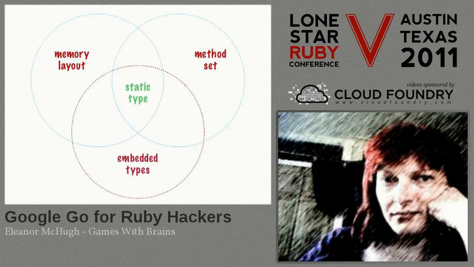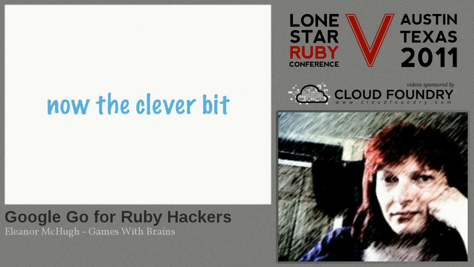There we are. Right, so we end up in Go with a type model that looks like this. We have a memory layout that's actually the underlying memory that's being used for the type. We have a method set, and we can have any number of embedded types within a type. And that creates a static type. So that's the full static type system in Go. And this is the point at which C++ programmers will be going, oh, that's quite good, but you can't do proper inheritance. Fine. Now the clever bit.